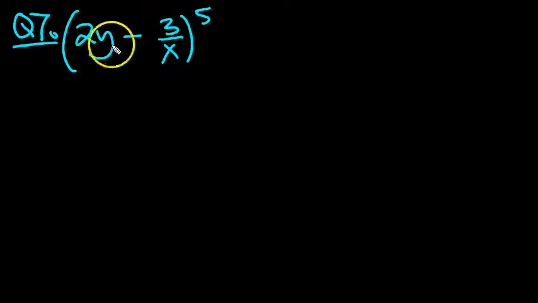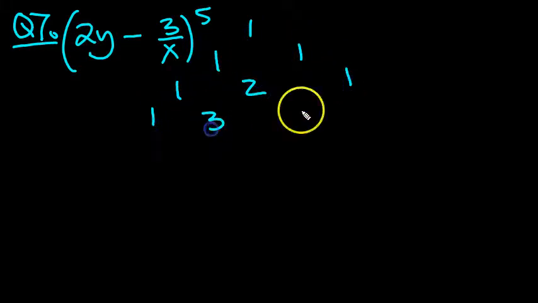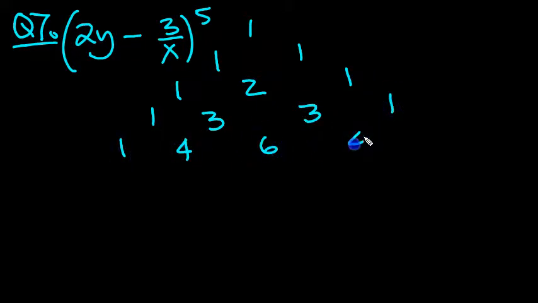Okay, then let's have a go at this one then. We've got (2y − 3/x)^5. So we've got to be a bit careful here. Let's do Pascal's triangle. Here's the fourth row. And then now this is the row we want, the fifth row.